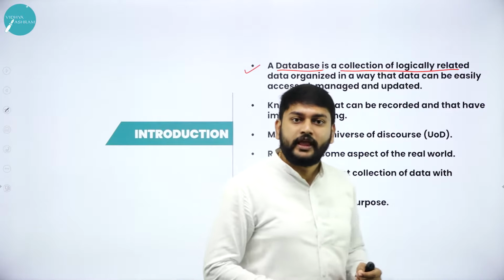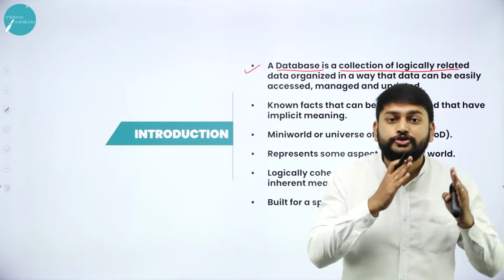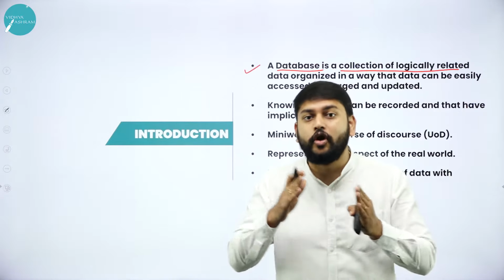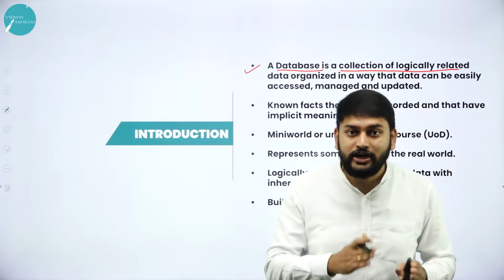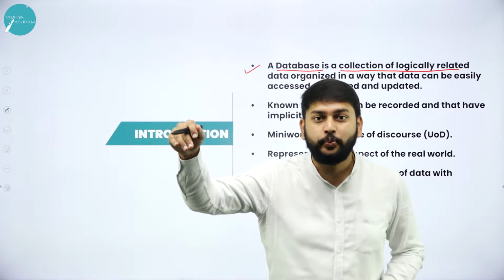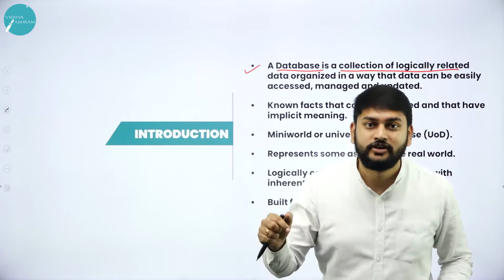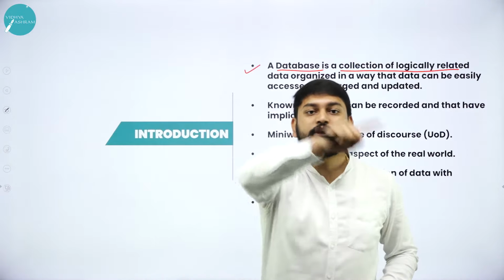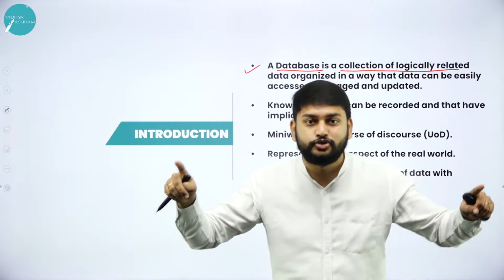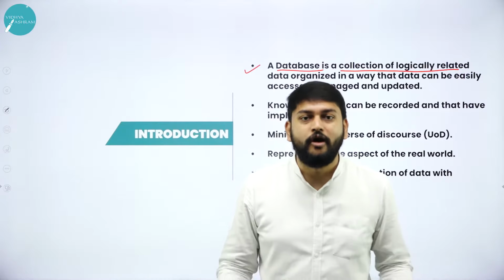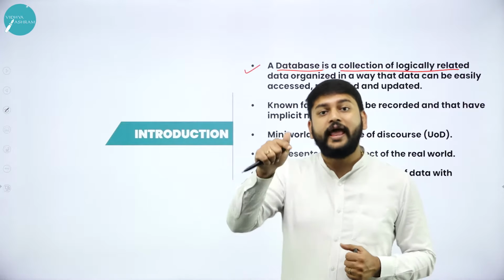For example, if I'm storing the data with respect to the student, I should store the data only related to the student. I don't have to store the data which is related to the student's friend. You got my point? I'm only storing the data with respect to the student's academics, not about the other activities he is doing outside the college. For example, how many girlfriends that student has got, who is his neighbor, all those things I will not be storing, which is logically not related to academics.